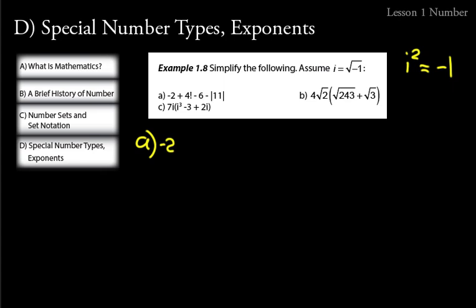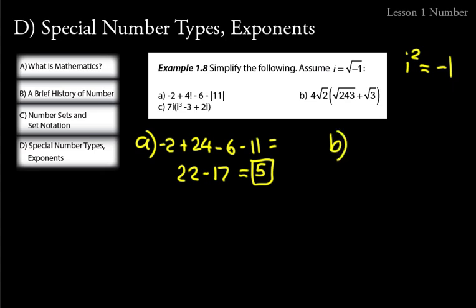-2 plus a 4 factorial is what that means. So hopefully you know 4 factorial, that'd be 4 times 3 times 2 times 1, and that would be a 24. And then a negative 6 and a negative 11. So minus 2 and 24, that's 22. Minus 6 and minus 11, that's a minus 17. Add those together and you get 5. So just reviewing here some basic numeral arithmetic and special symbols to keep in mind.